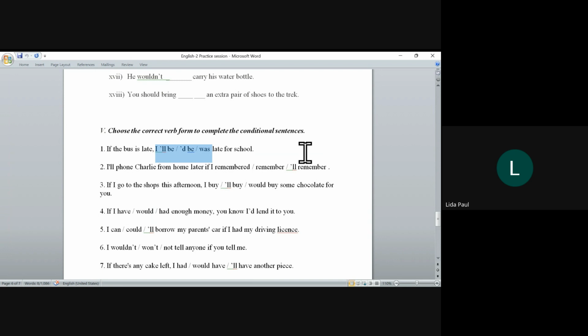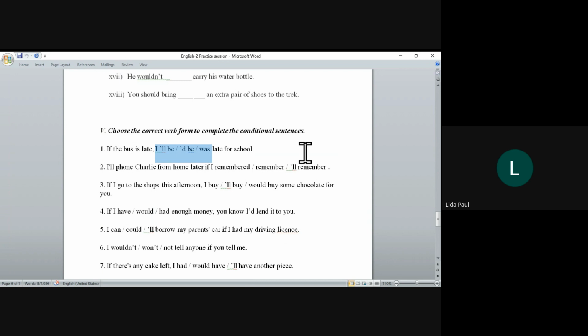If I remember, look at the previous sentence. If the bus is late, right? I will be late for school. I'll be late for school. Similarly here, if I remember, I will phone Charlie from home later. Right, so both are the same. They're both first conditional. The order of the condition and the result is reversed.